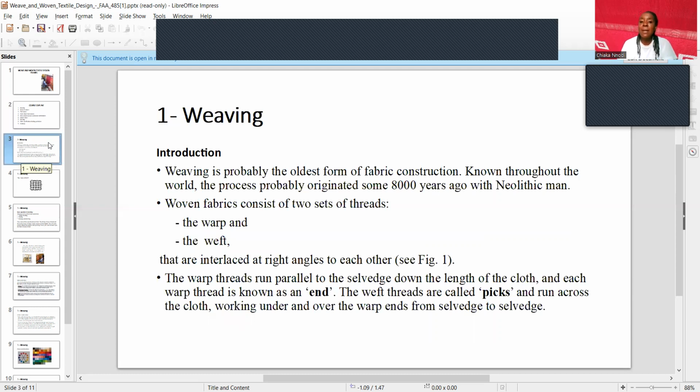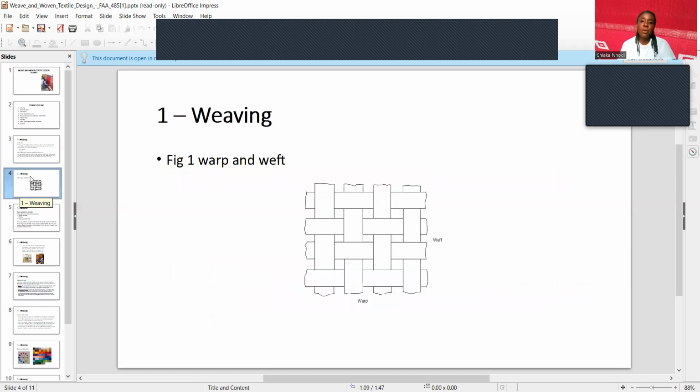The warp threads run parallel to the selvage down the length of the cloth, and each warp thread is known as an end. The weft threads are called picks and run across the cloth, going under and over the warp ends from selvage to selvage. Now, this is a sample of it. The warp threads are those going vertical, like columns, and those going horizontally are the weft threads. And you can see that they meet at right angles.